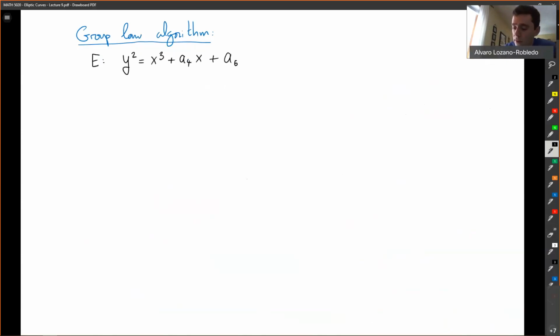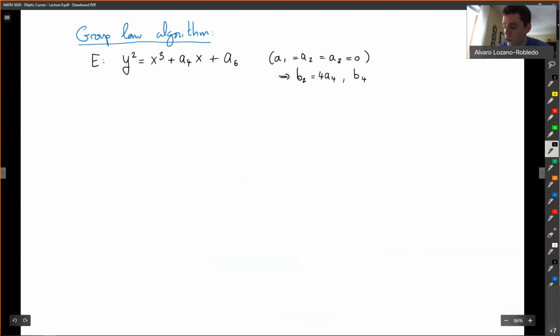So here I'm assuming that the coefficients in the long Weierstrass equation, A1, A2, and A3, vanish, which actually tells you that the coefficients B2, which is going to come up in the formulas, B4 is 2A4, if I did this correctly. B6 is 4A6, and B8 is minus A4 squared, because all the other ones, A1 through A3, vanish, and the formulas for the B's are easier.